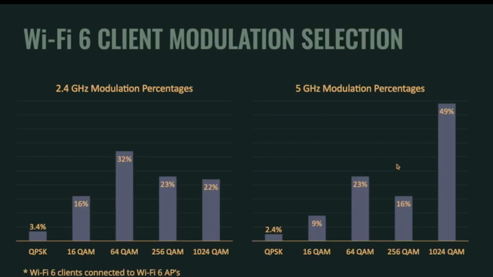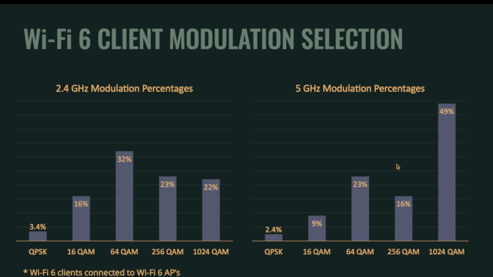So starting with 1024 QAM, this is really interesting. This is data from over 25 million samples from Wi-Fi clients running our Mobileye agent. These are all samples from Wi-Fi 6 clients connected to Wi-Fi 6 access points. When we're looking at the modulation in use, in 2.4 gigahertz there is some 1024 QAM, and this is all uplink. About a fifth of the time in 2.4 gigahertz, clients are using 1024 QAM.